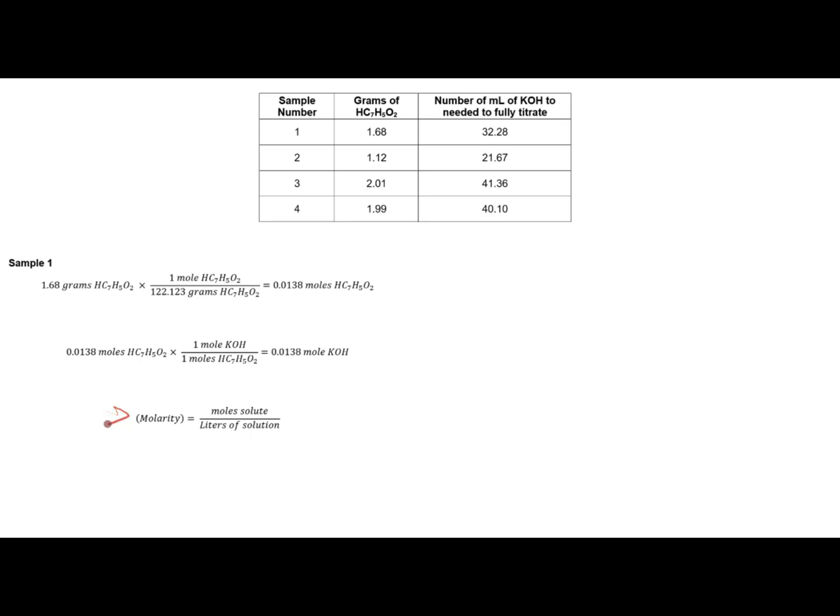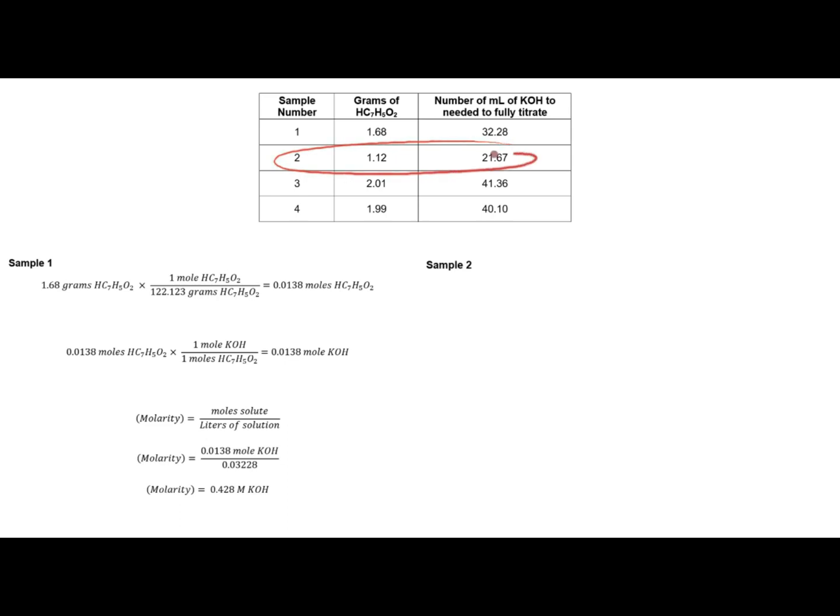Here's my equation for concentration. Plugging in my moles. My liters of solution comes from my data table. I needed 32.28 milliliters to titrate sample 1. You can already see I have converted to liters. So my concentration for sample 1 is 0.428 molar. We will do the exact same thing for sample 2, except we will use the data from sample 2.